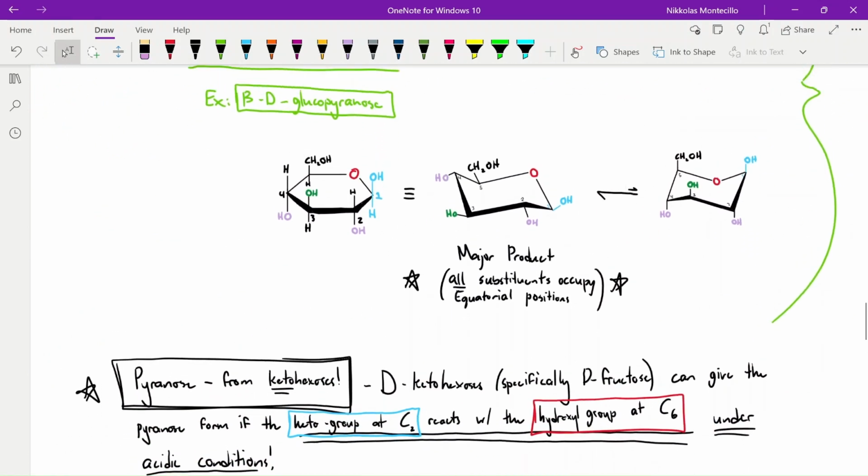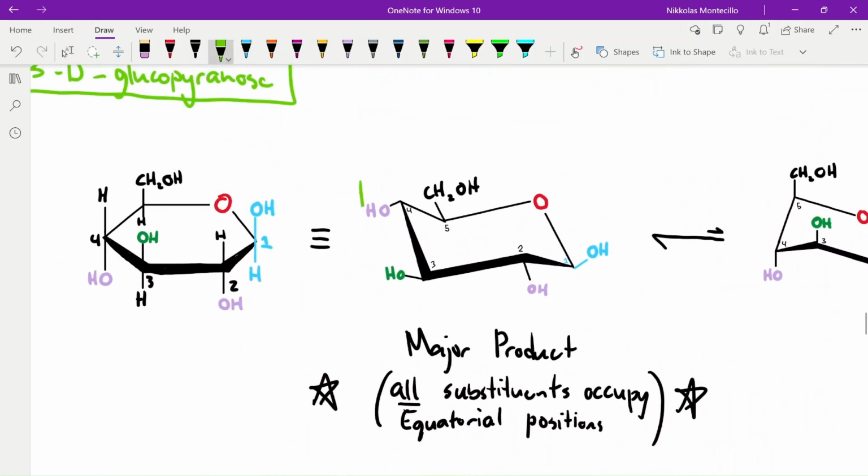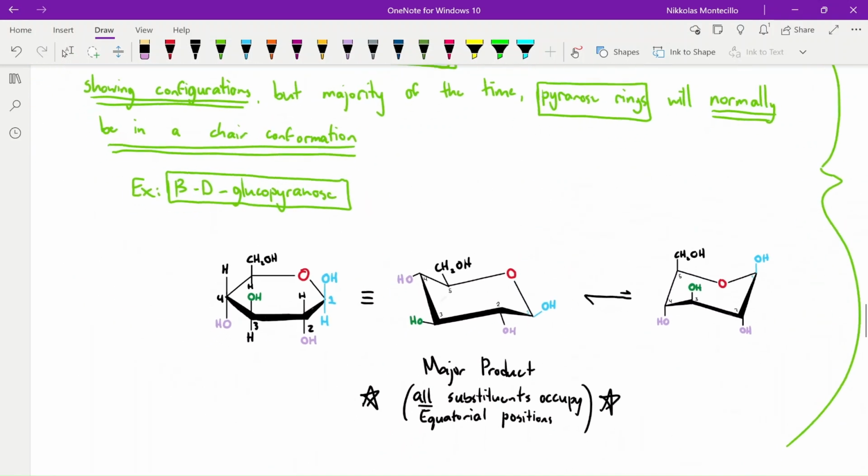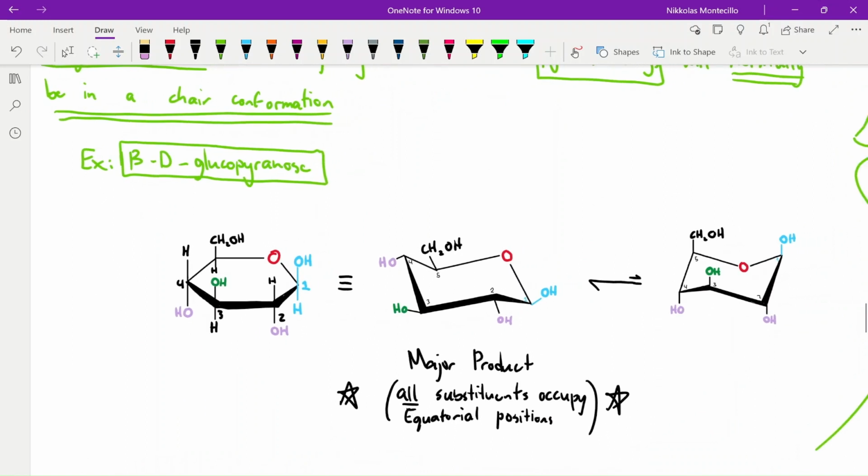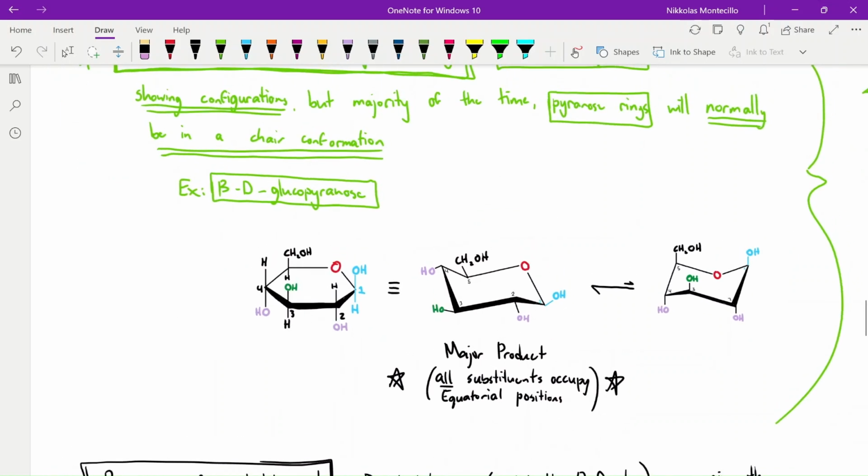So, just keeping that in mind, most of the reactions that involve monosaccharides usually happen in this form: any chair conformation that has the majority of the substituents occupying equatorial positions. Okay.